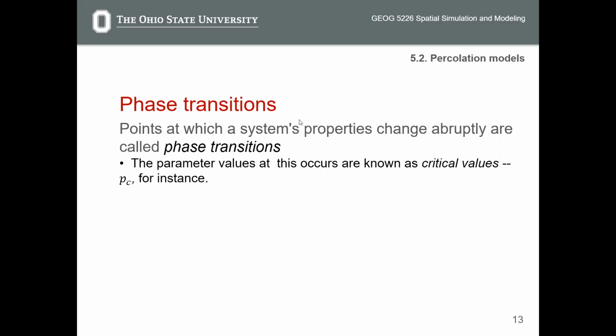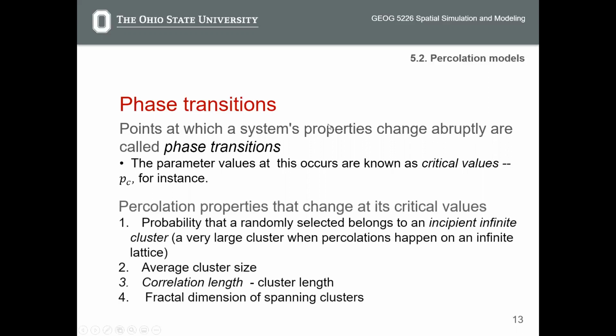For example, percolation properties that change at its critical values, right? First one, the probability that a randomly selected site belongs to an incipient infinite cluster, a very large spanning cluster, right? A very large cluster when percolation happens on an infinite lattice.